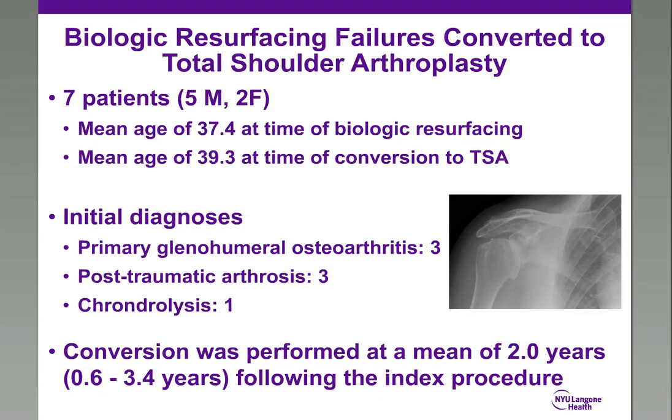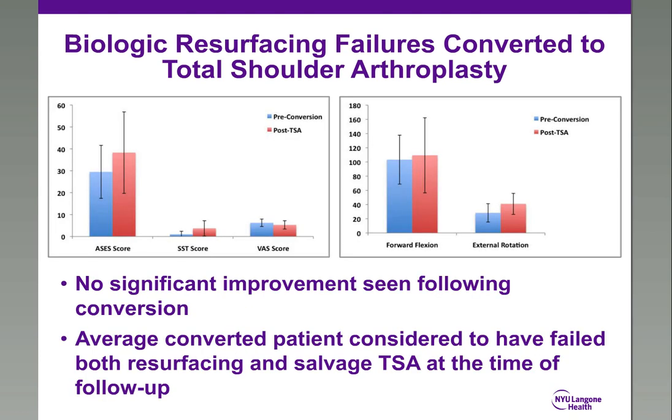We followed 7 of these failed biologic resurfacing patients as they were converted to total shoulder arthroplasty. As you see, there were 7 patients, 5 males and 2 females, whose initial diagnoses are as you see here. There were 3 patients with primary glenohumeral OA. There were 3 who had developed OA after a traumatic event, and 1 patient who developed glenohumeral arthritis secondary to an intra-articular pain pump. The conversion from failed biologic resurfacing to a total shoulder arthroplasty was performed in a mean of 2 years following the index procedure.